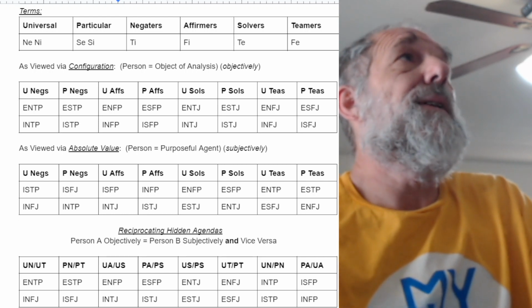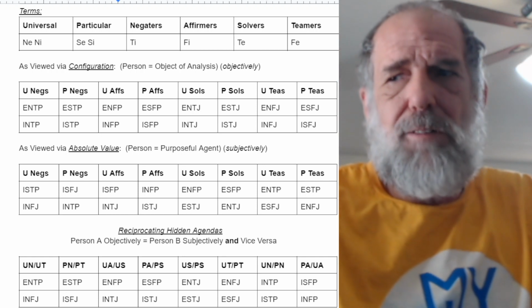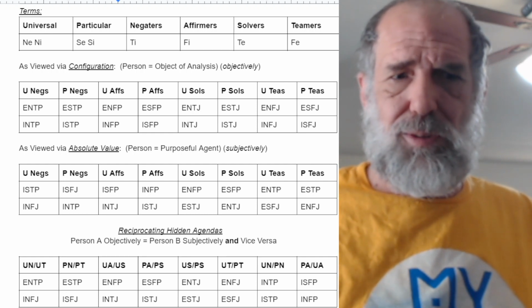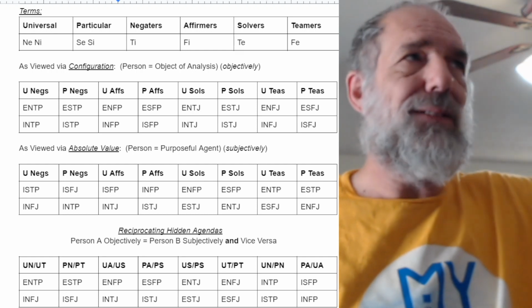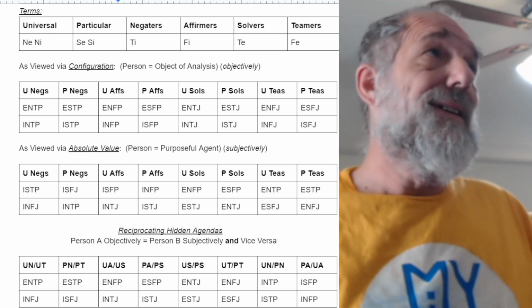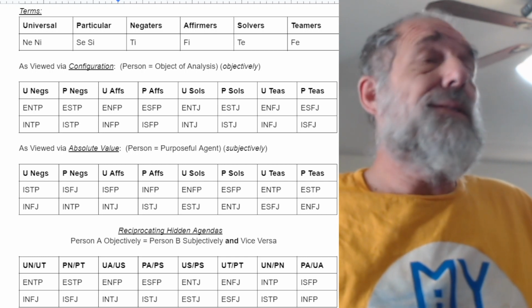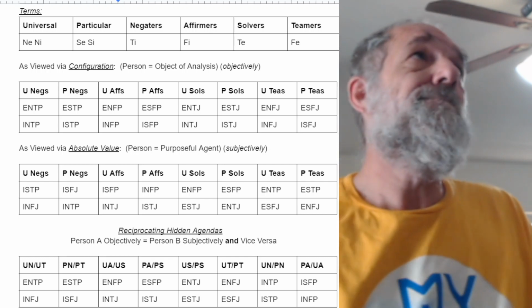Particular affirmers are ESFPs then and ISFPs. They affirm particularist things. They're not talking about the universalist stuff usually. And when they do, they treat it as though it were a particularist matter, not as though it cascaded down. That's ESFPs especially, maximally so, because their deliberation is a tool function. But ISFPs as well. Universal solvers are INTJs and ENTJs.